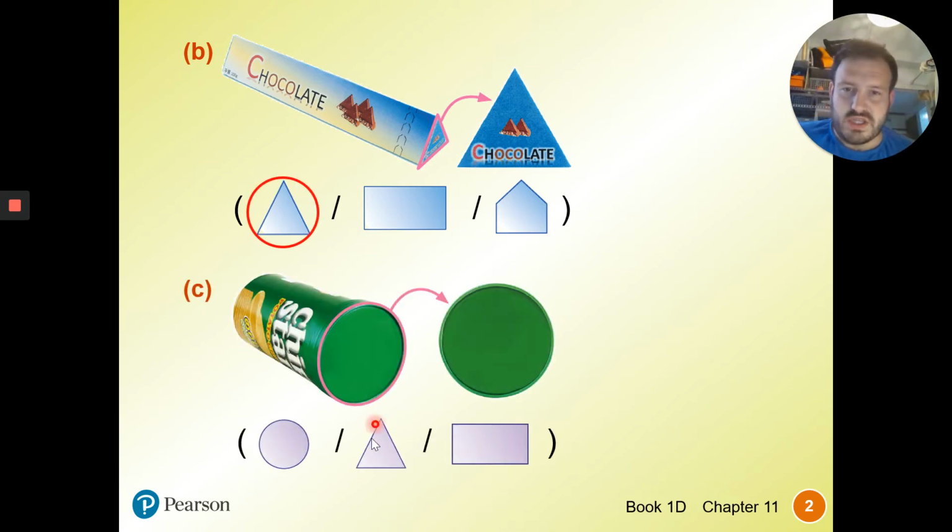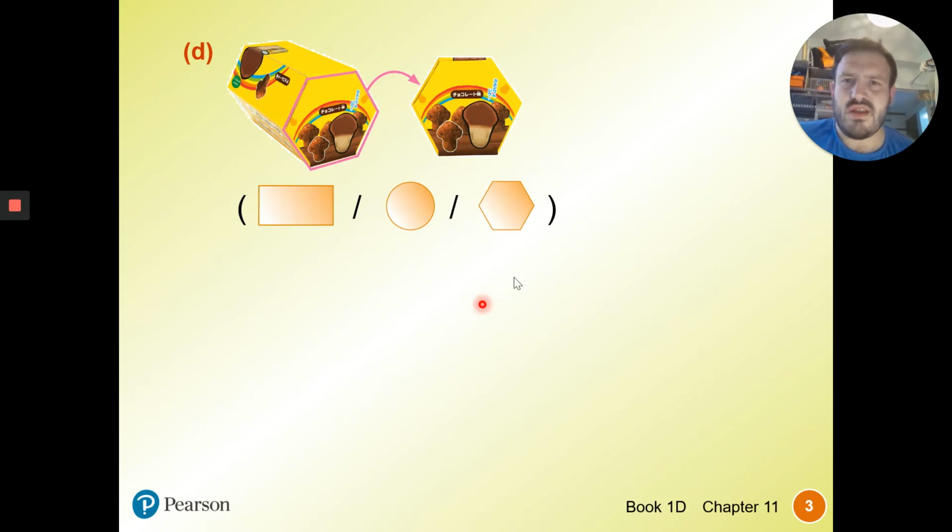This packet of crisps, is it a circle, a triangle, or a rectangle? Looks pretty much like a circle to me. This one's got a nice little honeycomb shape. Is it a rectangle, a circle, or is it a hexagon? Hexagon. Look, you just need to match up the outlines to the shapes.